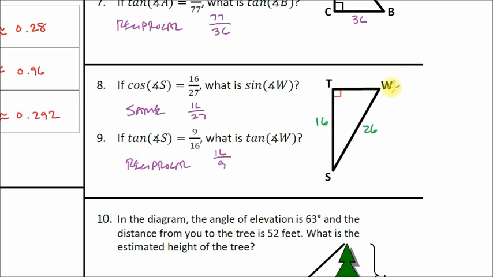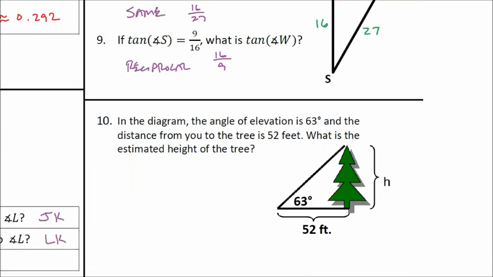That means the sine of W is opposite 16 over hypotenuse. And sorry, I labeled that wrong. It wasn't 26, it was actually 27. And then if you know tangent of angle S is 9 over 16, then tangent of W is going to be opposite over adjacent, 16 over 9.